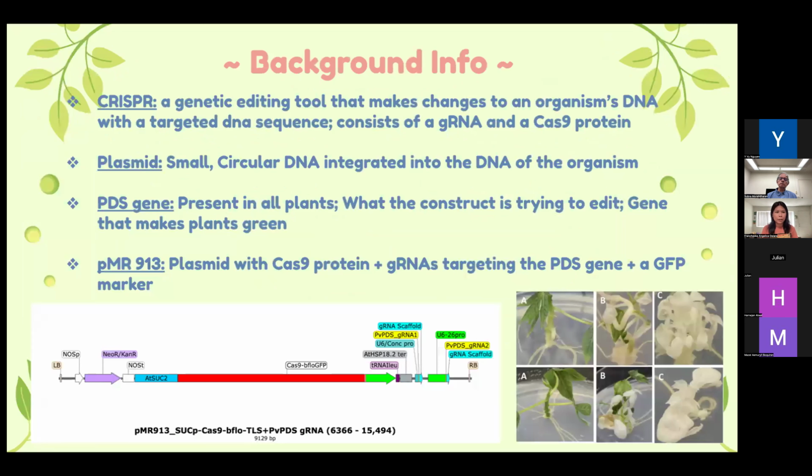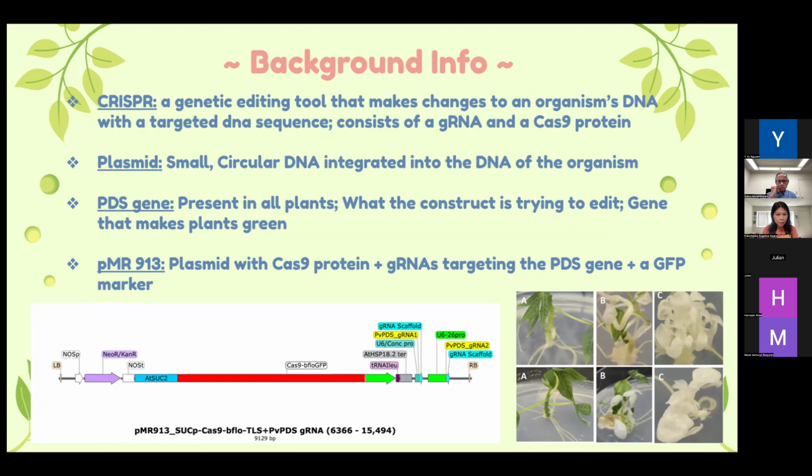So just some background information or terminology that I think will be useful throughout the presentation. First off is CRISPR. It's a genetic editing tool that allows us to make changes or edits to an organism's DNA with a specific targeted DNA sequence. There are two components to CRISPR, the guide RNA and a Cas9 protein. A plasmid is a small circular DNA that's introduced and integrated into the DNA of the organism that will then partake in the plant's genetic phenotype or genotype, and it will also lead to specific desirable traits.